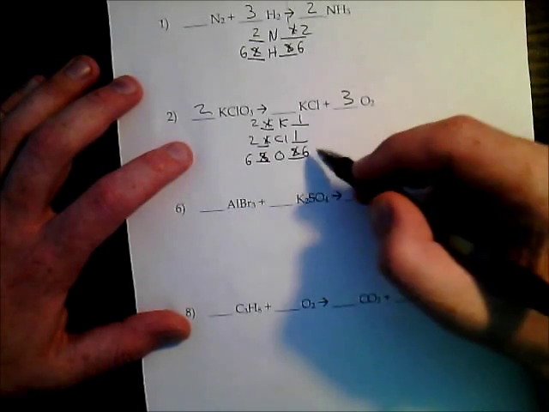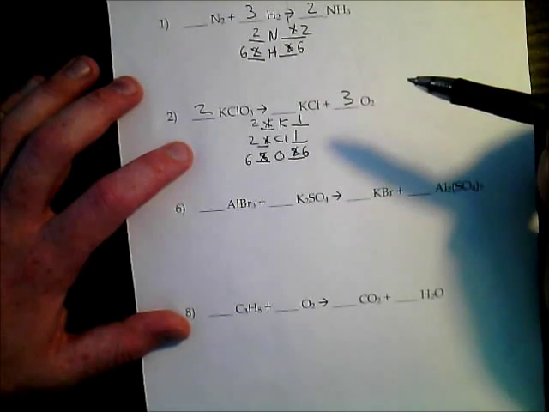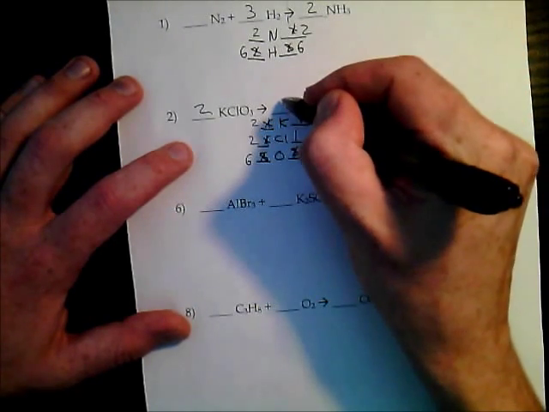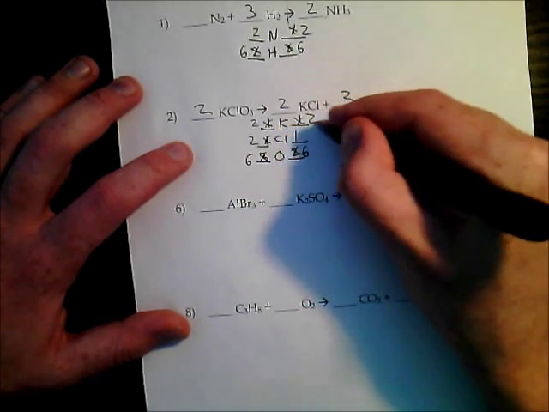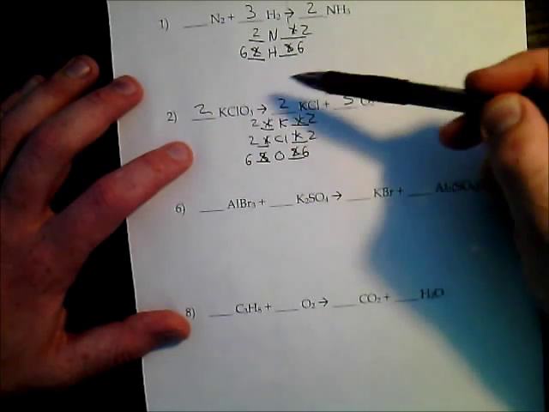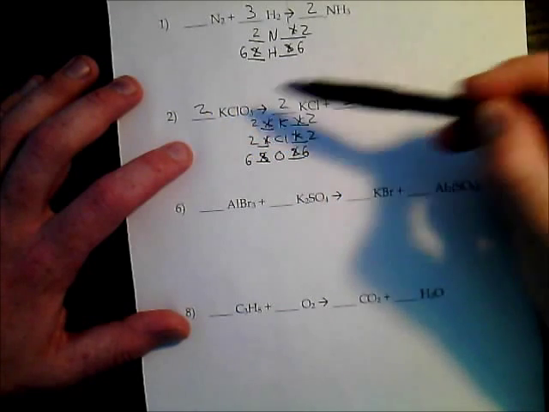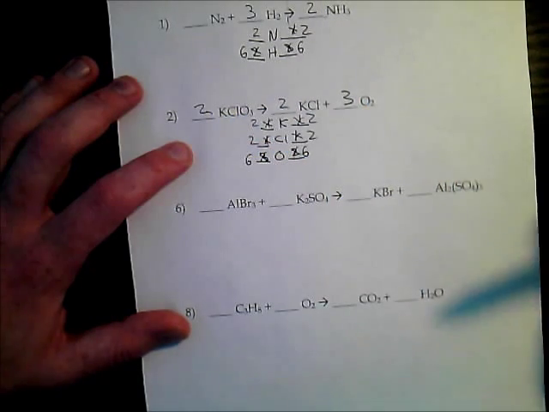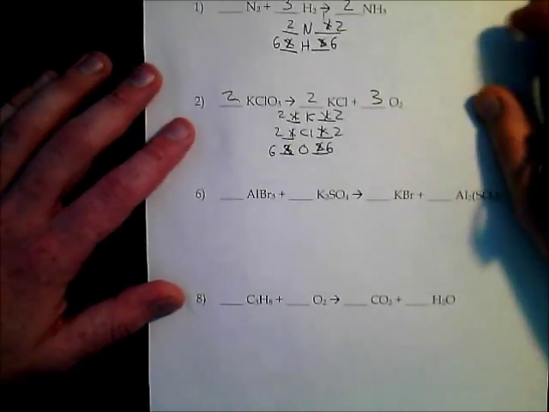So now my oxygens are balanced, but by putting that 2 in front of that, I've changed my potassium and my chlorine. But no worries, we can fix that easy enough by putting a 2 here. So now everything is balanced. 2 potassiums, 2 potassiums, 2 chlorines, 2 chlorines, 6 oxygens, 6 oxygens, and we're good to go. Sorry, that was crooked.